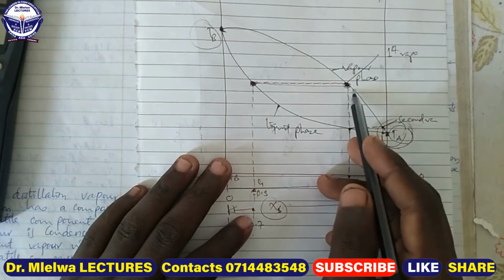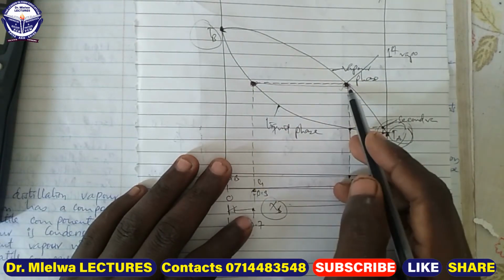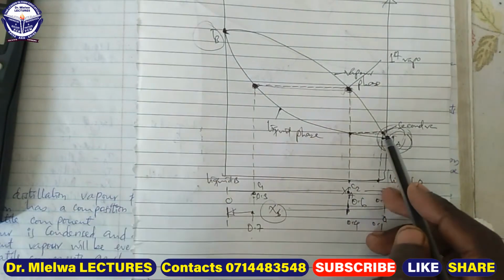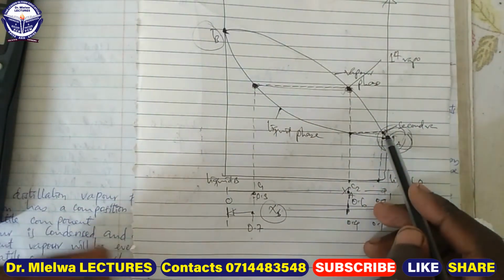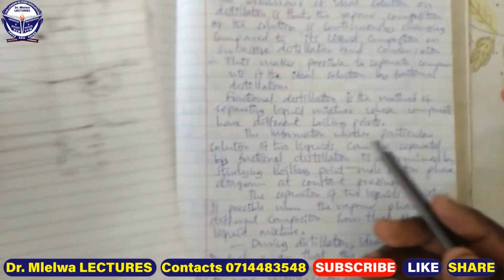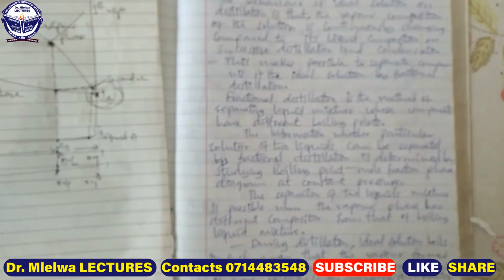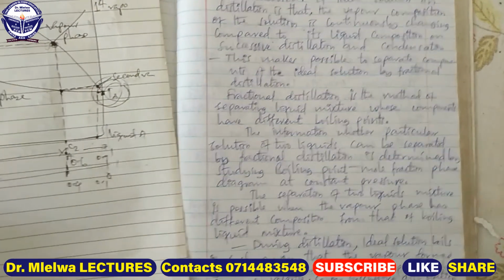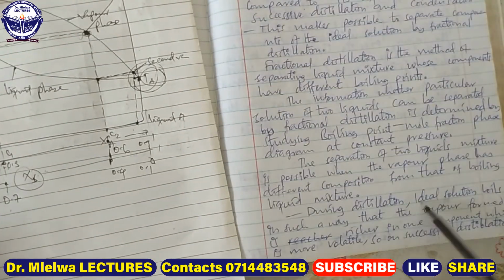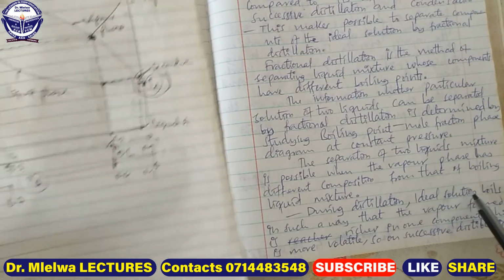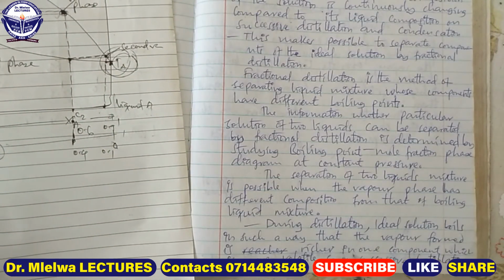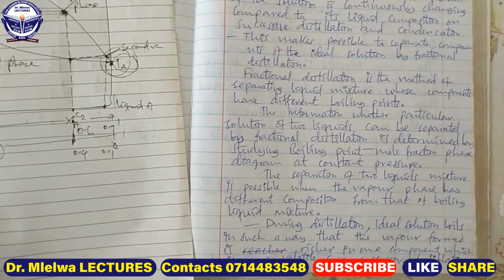Unaona? Vapor composition yake, hii liquid vapor yake ndio hii. Hii tukicondense tunapata liquid, tukiboil vapor yake inakuwa hii hapa. So composition of vapor inakuwa different from the composition of liquid ambayo tunaboil. Hiyo inaonyesha kwamba kuseparate them by the way of fractional distillation it is possible. So we are saying during distillation, ideal solution boils in such a way that the vapor formed is richer in one component which is more volatile.